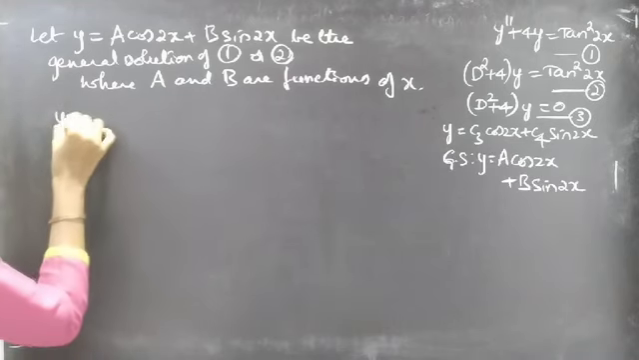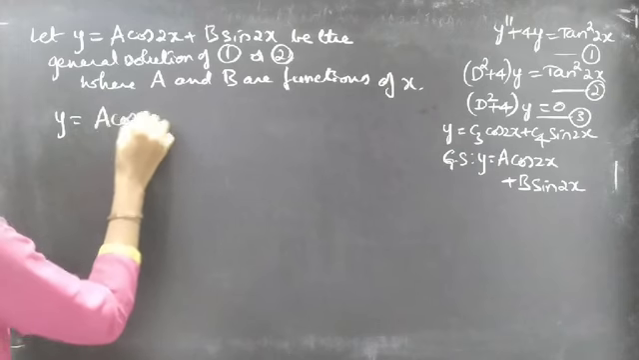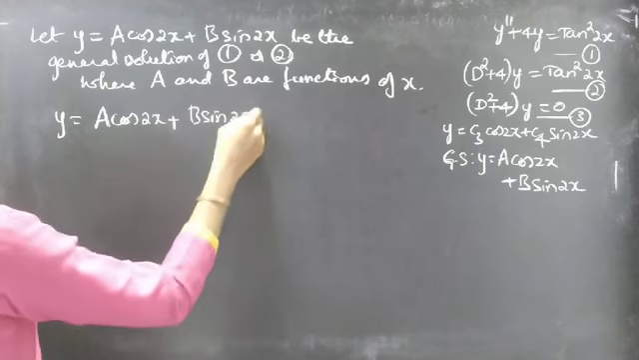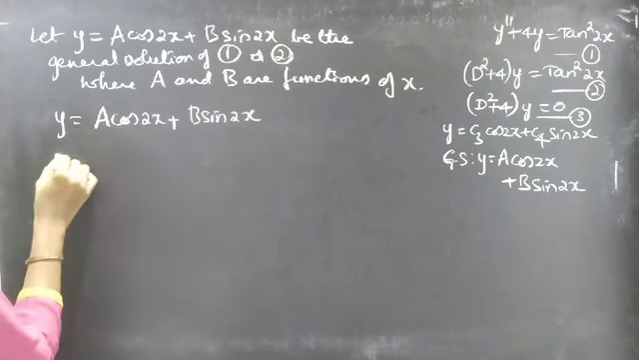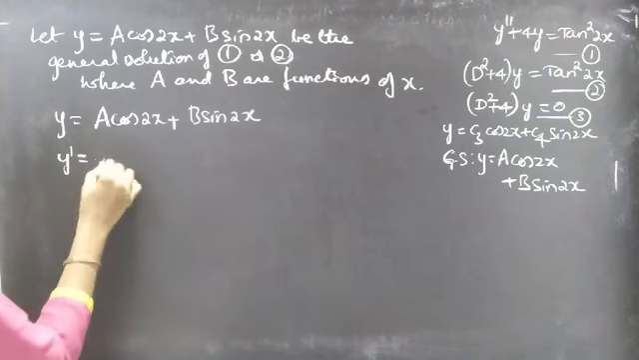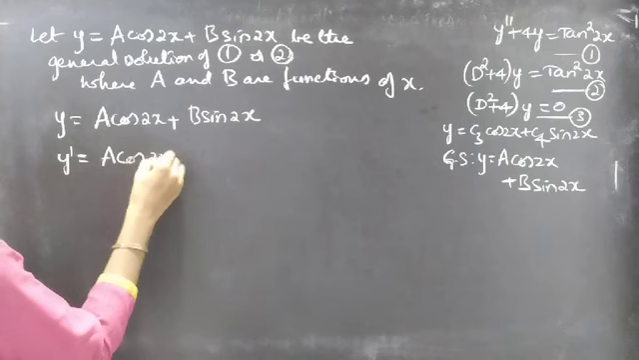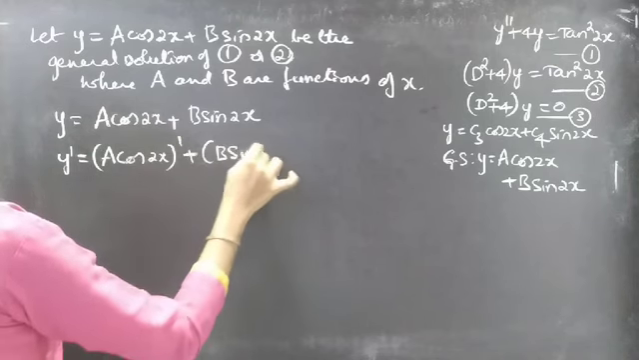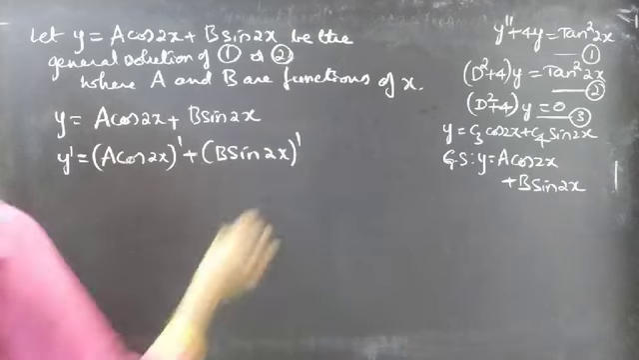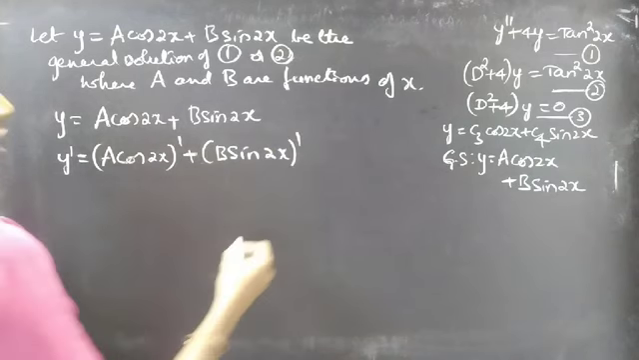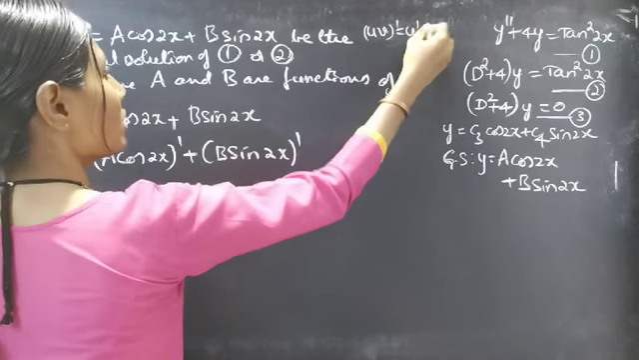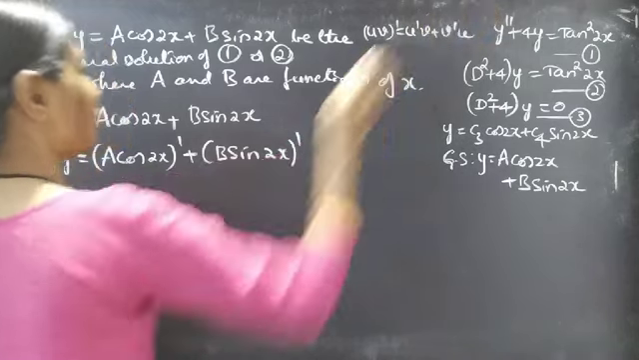We are having y equal to a cos 2x plus b sin 2x, right? Now we need to find y dash, that is derivative of y with respect to x. This is equals to (a cos 2x)' plus (b sin 2x)'. Now we are going to use the (uv)' formula. (uv)' equals to u'v plus v'u.